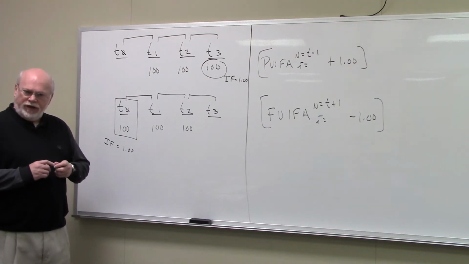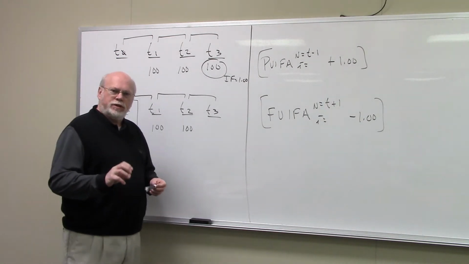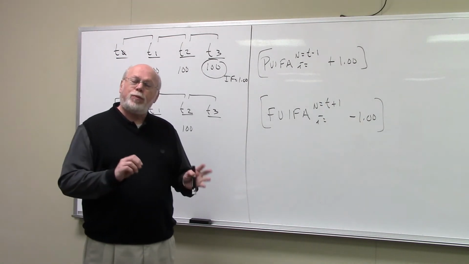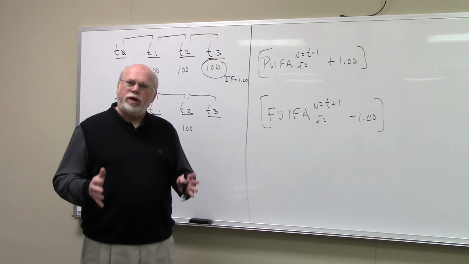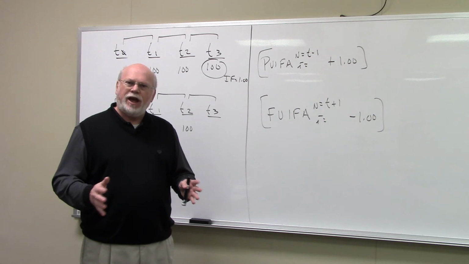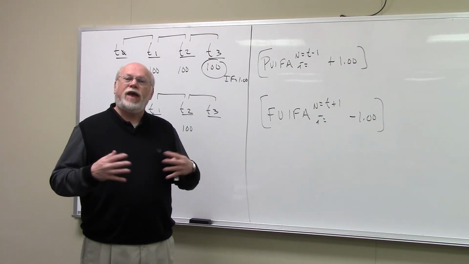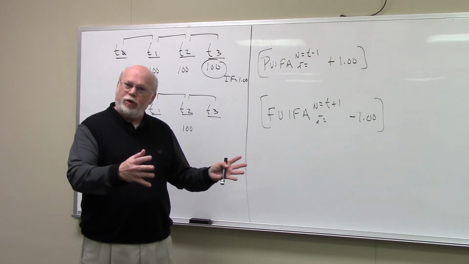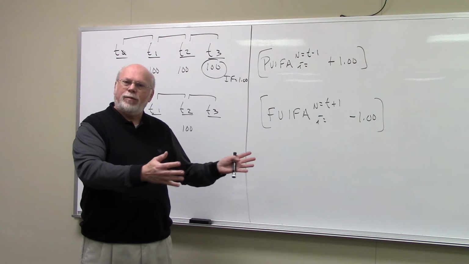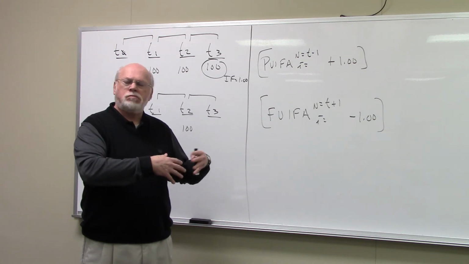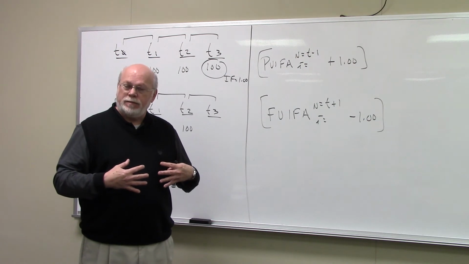Now, PVIFA for an annuity due. Your FVIFA table and your PVIFA table are only designed for ordinary, regular annuities. They're not designed for annuity dues. You have to adjust them. So if you see an annuity in the problem, you decide it's an annuity, and you write down your big dollar amount. If the big dollar amount is at the beginning of the annuity stream, I'm going to use PVIFA.